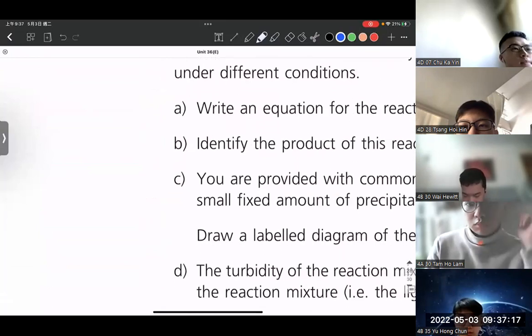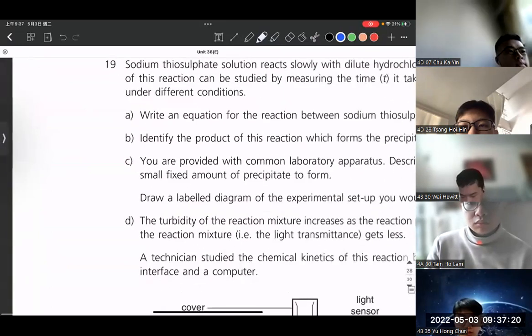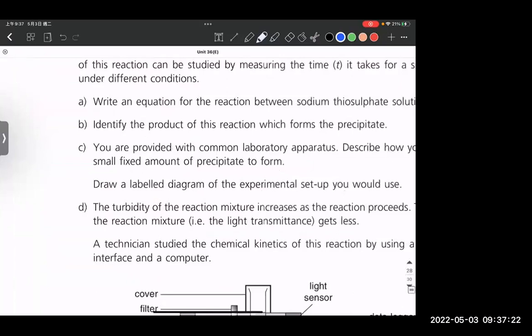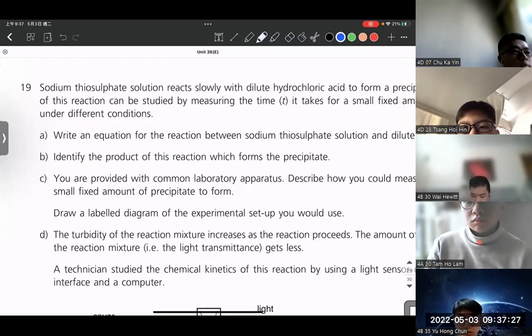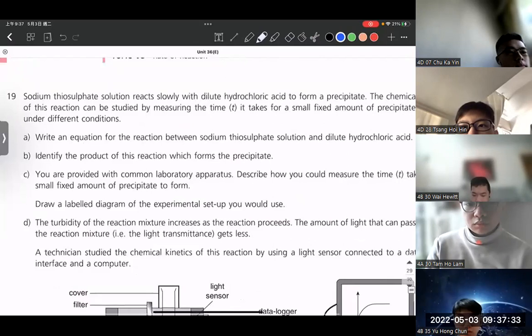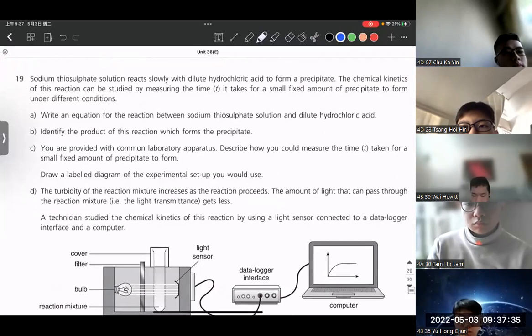Now, question 19 is another set of experiment. Even though you're not so familiar with it, don't worry. The question is related to the change in what? Change in the cloudiness of the reaction mixture. How do we know the solution becomes more cloudy? Can you see the word? Precipitate. So you are going to keep track of how much precipitate is formed over time.